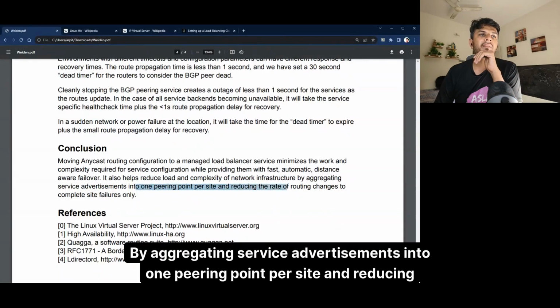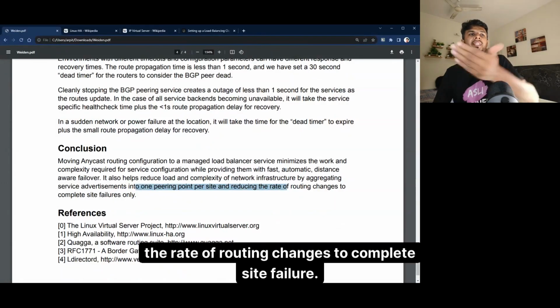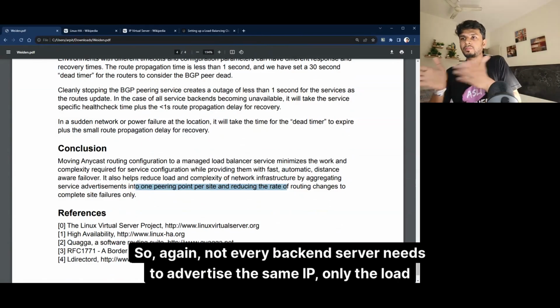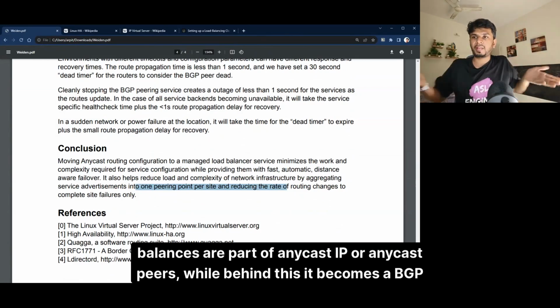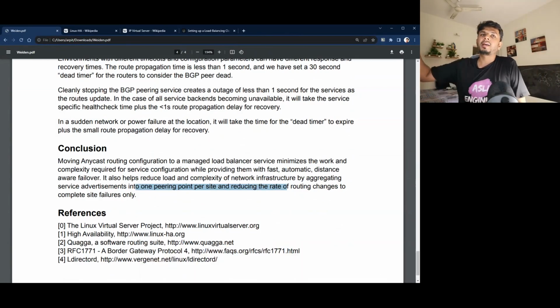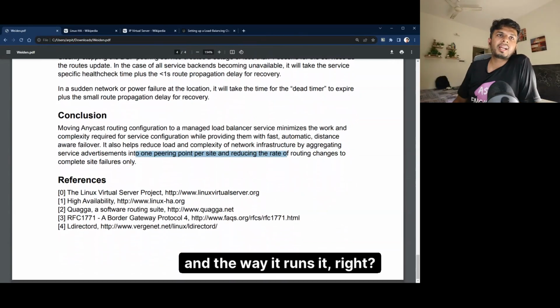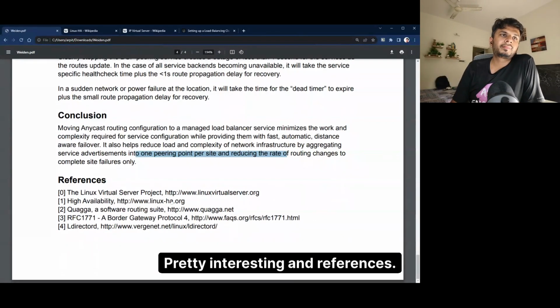By aggregating service advertisements into one peering point per site, and reducing the rate of routing changes to complete site failure. So again, not every backend server needs to advertise the same IP. Only the load balancers are part of Anycast IP or Anycast peers. Behind this, it becomes a BGP and the way it runs it. Right? Pretty interesting.